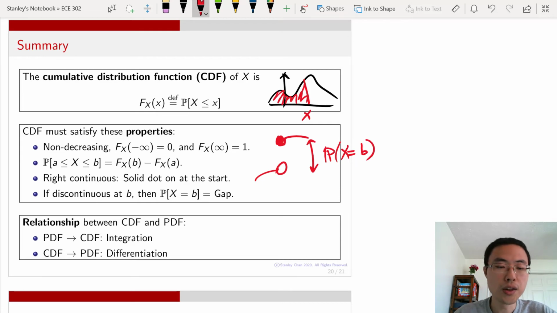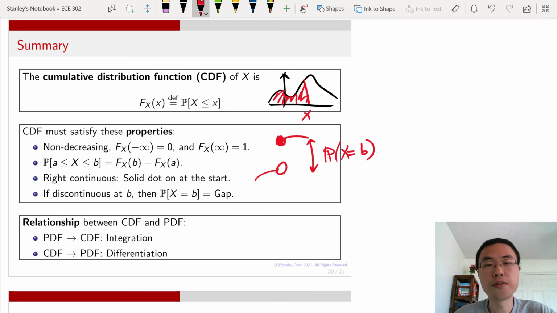Okay. The third thing that we learned in today's lecture is the relationship between the CDF and the PDF. Going from PDF to CDF is through integration. Going from CDF to PDF is done by derivative.